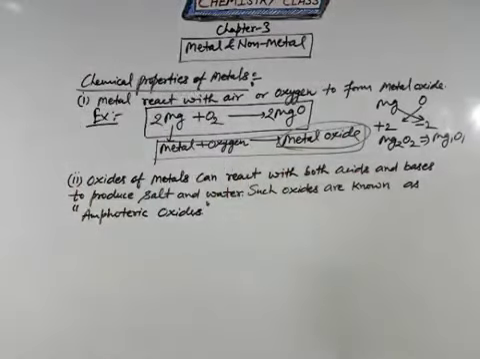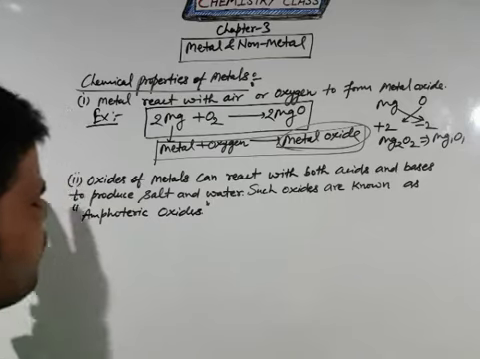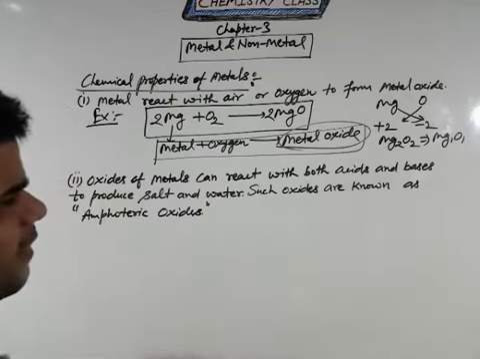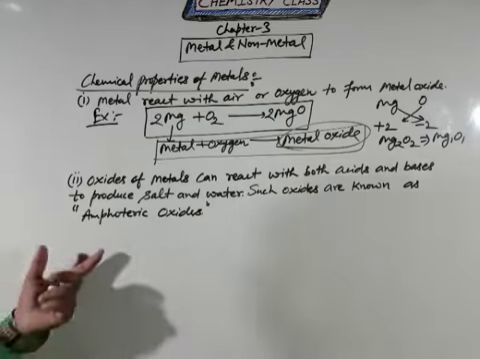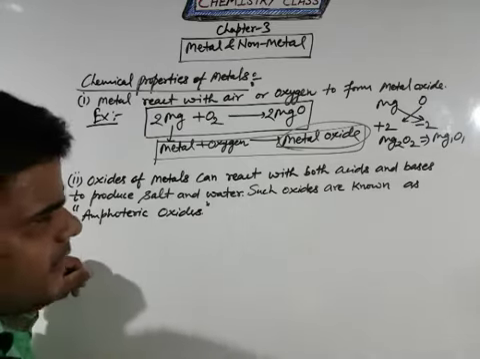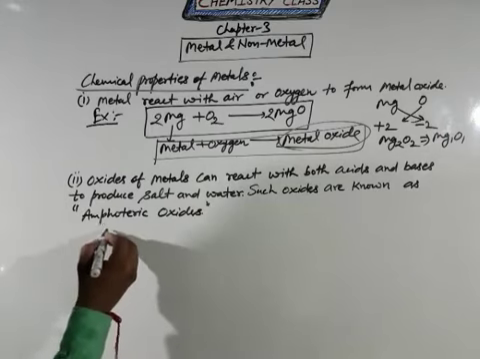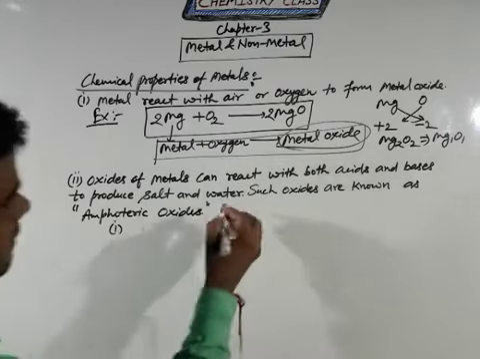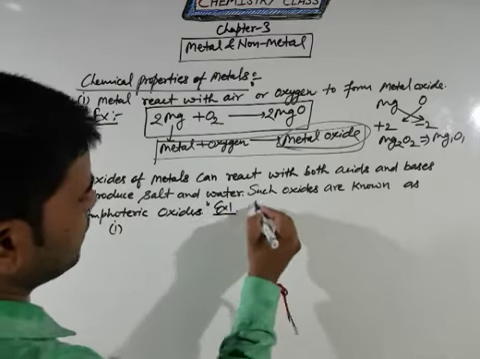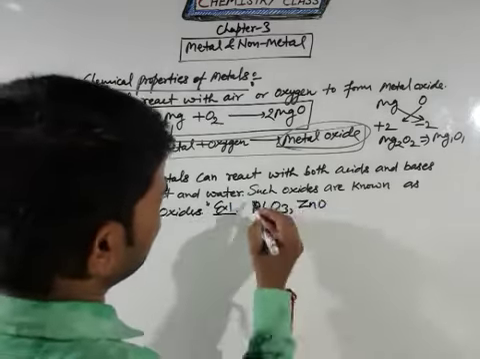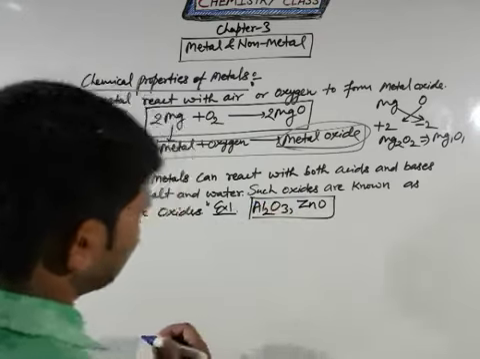Now come to the very important point, which is amphoteric oxide. So students, what is the meaning of amphoteric oxide? Those types of oxides that react with acid as well as base are known as amphoteric oxides. So students, see the example here. The examples of amphoteric oxide in your syllabus are Al2O3 and ZnO. Clear? These are the amphoteric oxide examples.